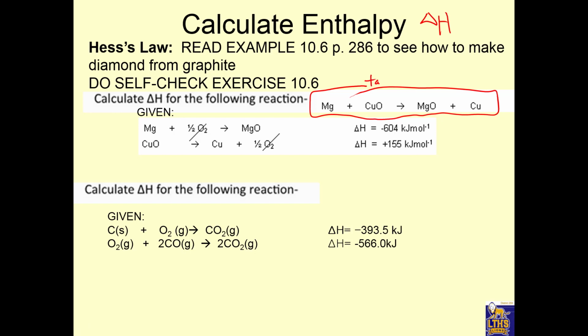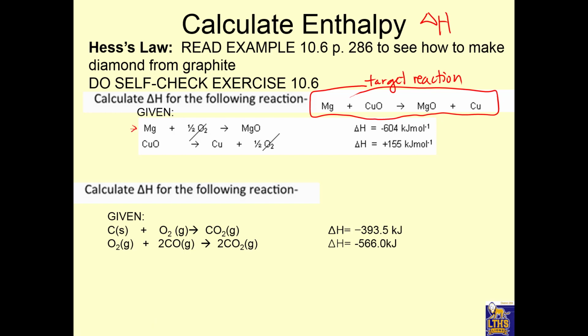So this is what we're trying to do. This is our target reaction. This is what we want to see the delta H of. And we have these two reactions that were given, right? So then what you want to do is take these two reactions and manipulate them so that when you're done manipulating them, you can add them together and get this target reaction. So let's see what happens.